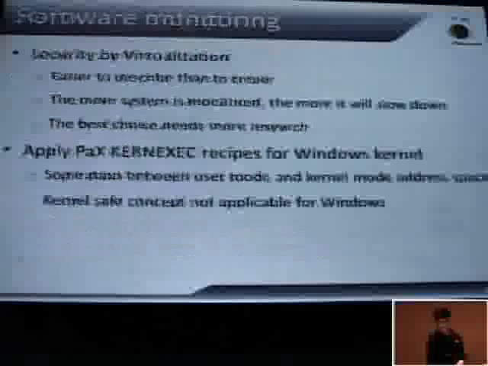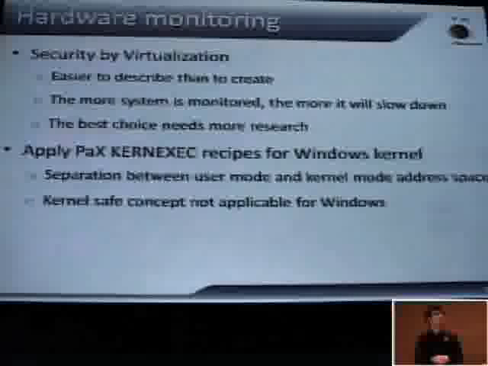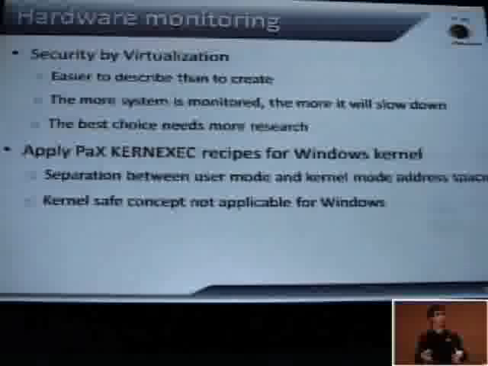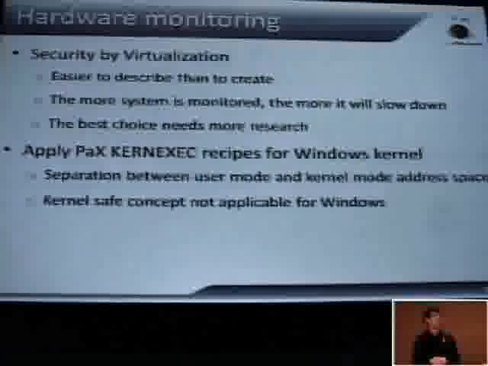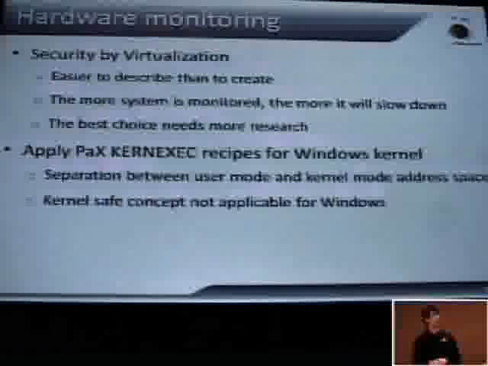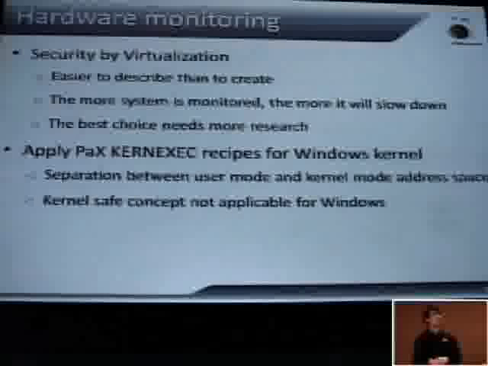The other approach is using the hardware in order to restrict the operating system. We can use virtualization as for rootkits, but it's a lot easier to talk about it than to create it. It takes a lot of time, and you have to be really careful, because the more you monitor the hardware, the more your system will slow down. That's certainly the best choice to protect the operating system, but that's also the hardest.